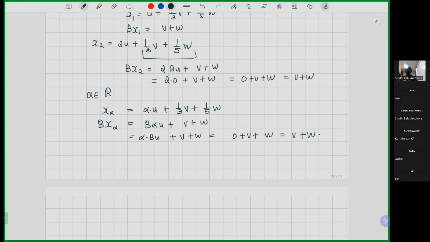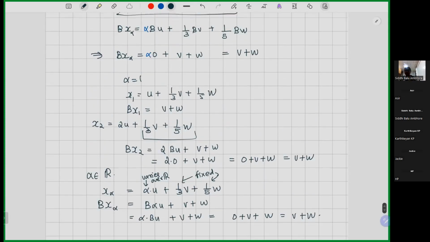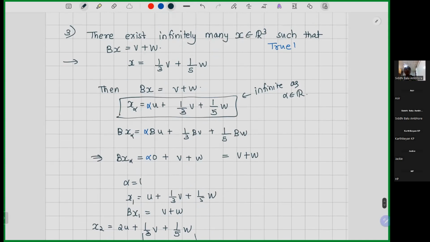Is it okay? Beta and gamma are fixed. But alpha can take any values over R. Yes, so that's why it is infinitely many. Is it okay now, sir? Okay, so this statement is true.